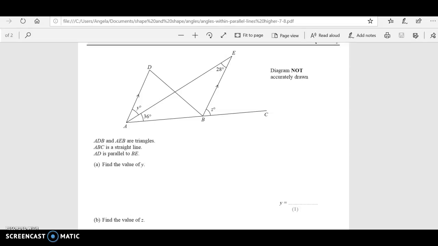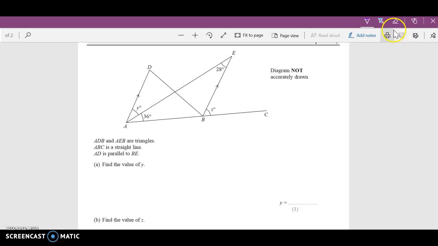So you may notice that we've got some arrows on here which implies parallel lines. So you've got to remember your different rules. Let me write these rules down here because sometimes they ask you for why. These are the reasons that you give.